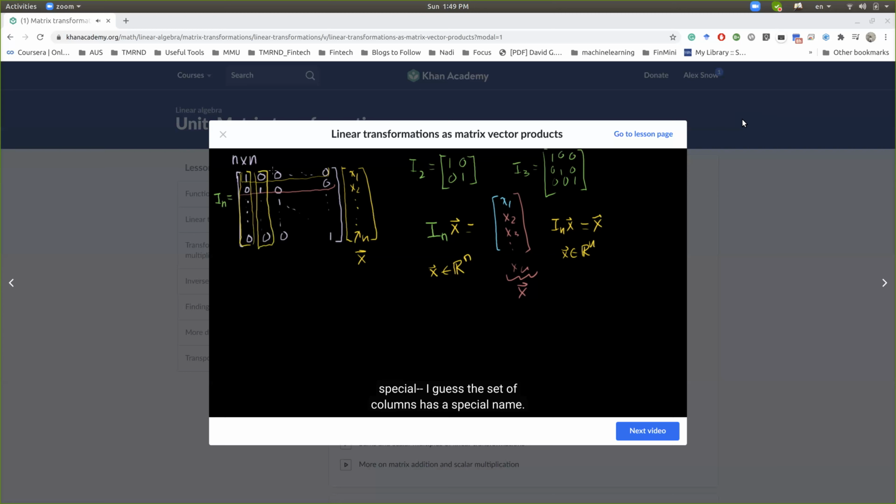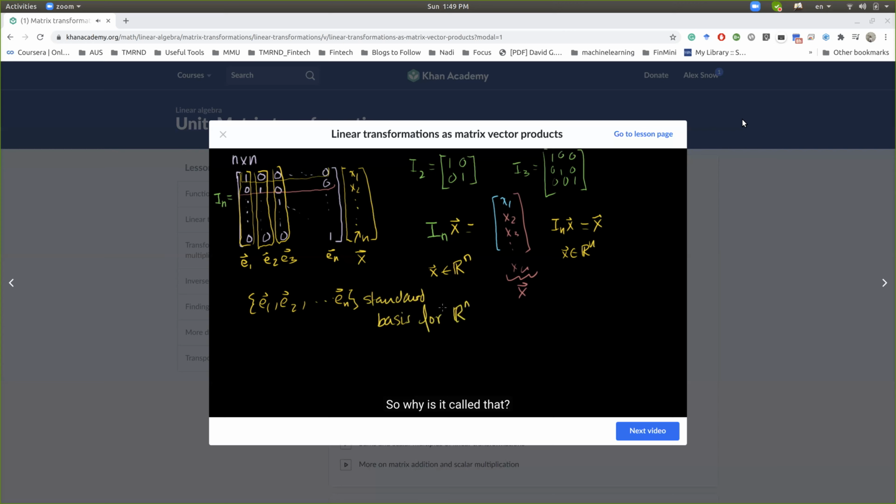If we call this first column E1 and this second column E2, and the third column E3, and we go all the way to En, these column vectors here, the set of these, E1, E2, all the way to En, is called the standard basis for Rn.